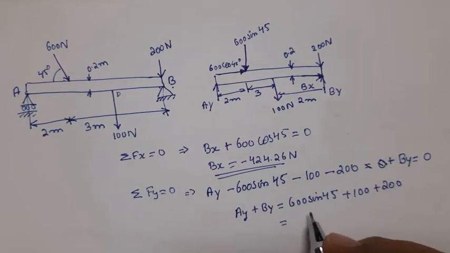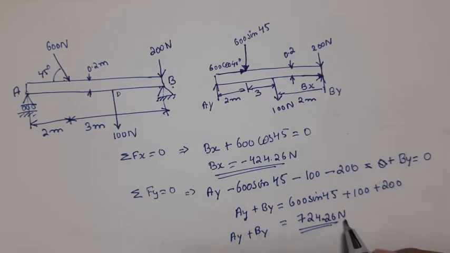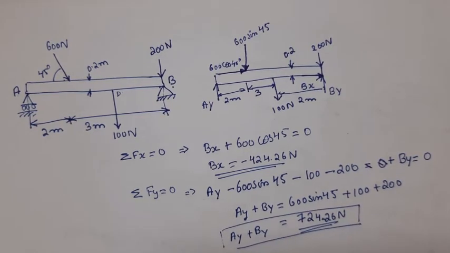So 300 plus 600 into sine 45. When you evaluate this, you will get the answer 724.26 Newton. So here we have the relationship that Ay plus By, the reaction forces, is equal to 724.26. So this is one equation that we get here.